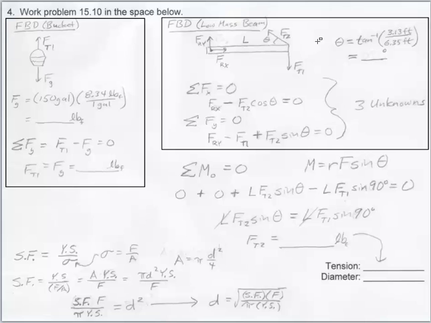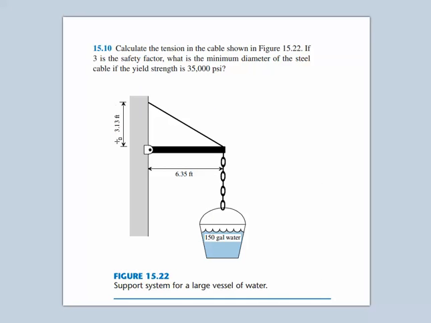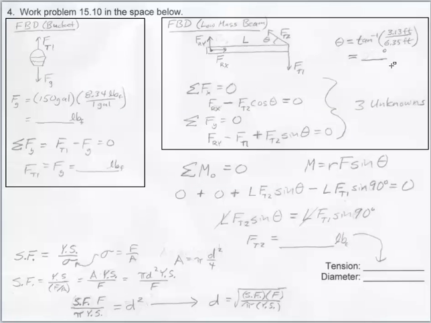The angle theta here is the inverse tangent of the vertical length over the horizontal length that you see in this diagram. 3.13 over 6.35, inverse tangent, so you get an angle there in degrees. If you sum the forces in the x direction on this beam, F of Rx is one of the only forces in that direction. This has no component that's horizontal. This one also has no component that's horizontal. And this one is back and to the left here. Its component is negative F_T2 cosine theta. That's all equal to 0 because the beam is not moving.